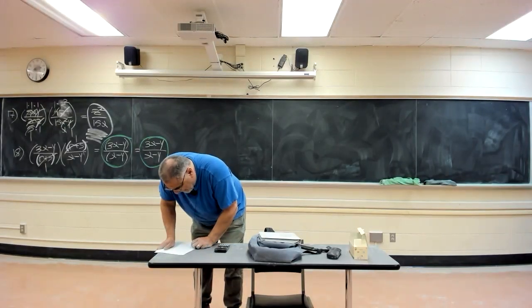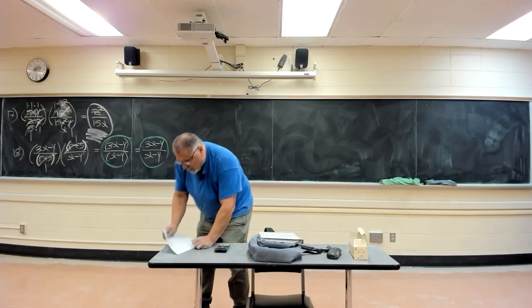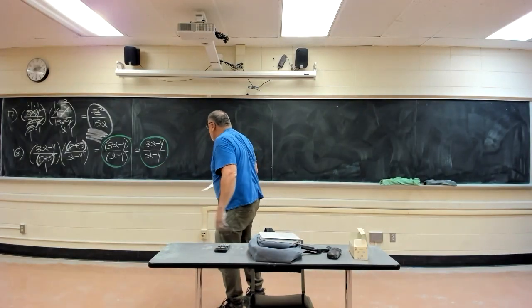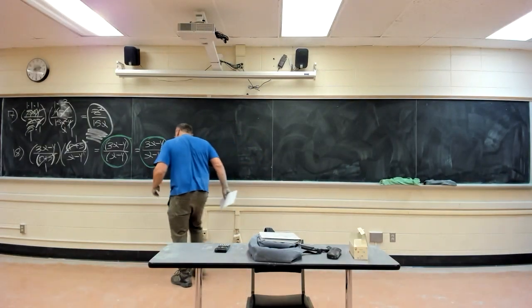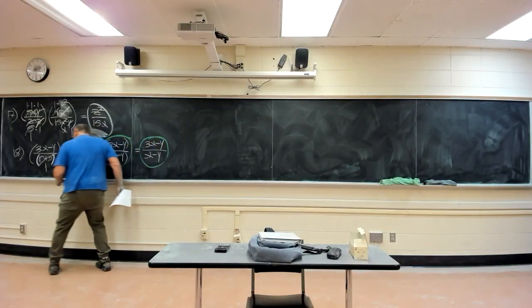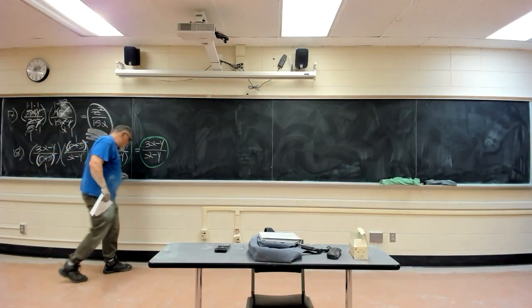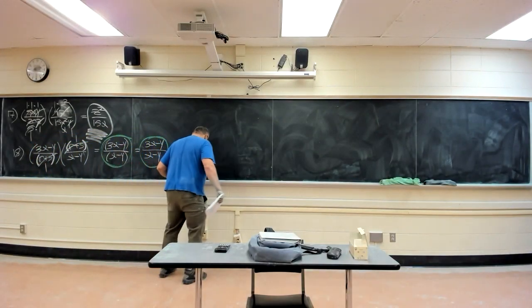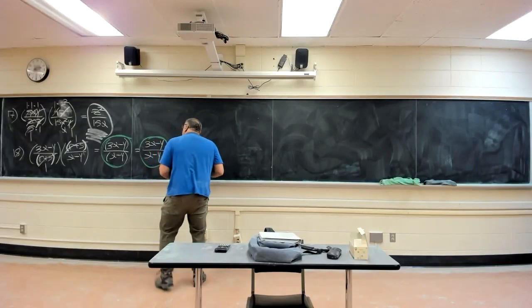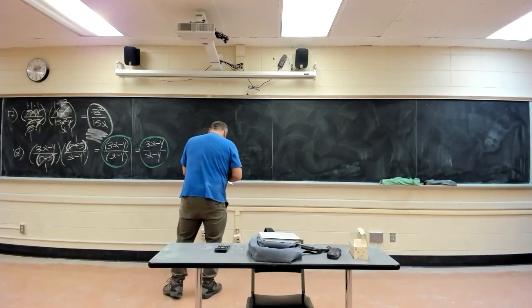The quantity 3x minus y on top and x minus y on the bottom. The quantity 3x minus y over the quantity x minus y. Sounds good to me. That's 18.